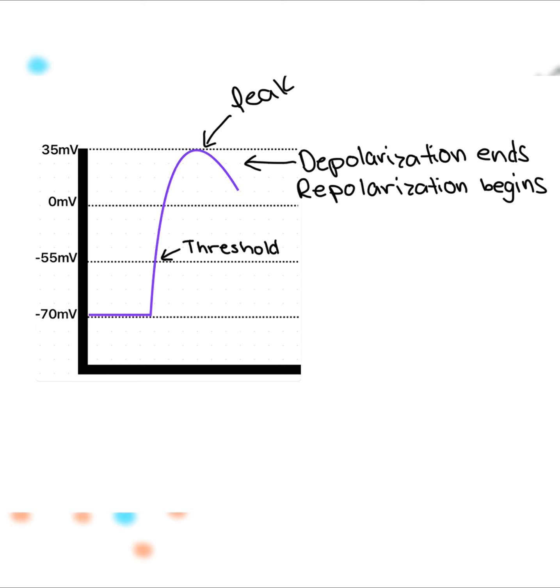Action potentials are all or none responses, and the signal maintains the same power regardless of distance. When a local potential depolarizes to a threshold of negative 55 mV, moving from a resting potential of negative 70 mV to a peak of positive 35 mV.